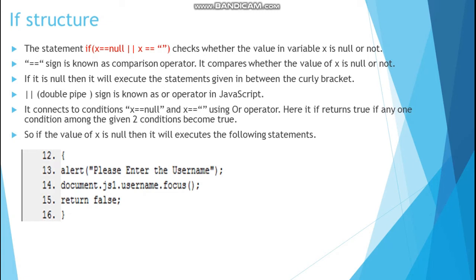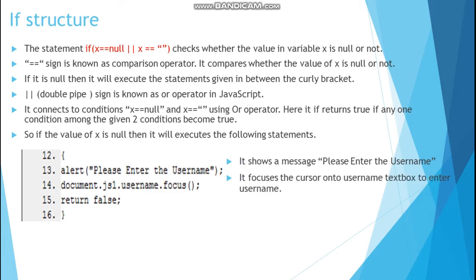Then document.js1.username.focus. It means it will focus onto the username text box. Cursor will come there. Then return false, which means it will not submit the form. So it shows a message, please enter the username. It focuses the cursor onto the username text box to enter the username, and then it returns false at last in order to cancel the form submission.